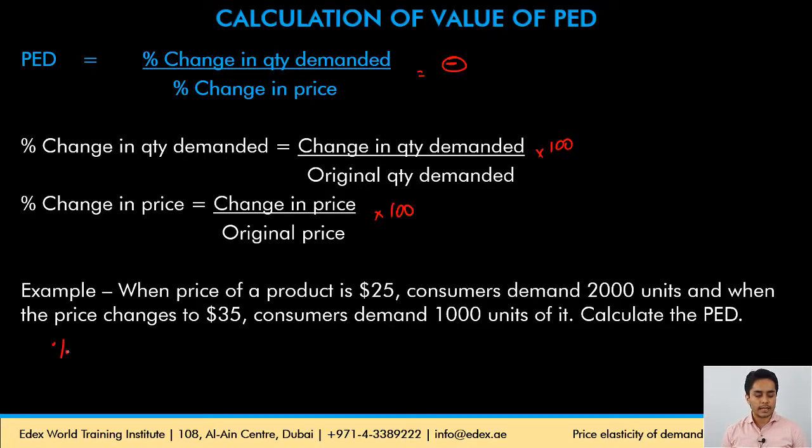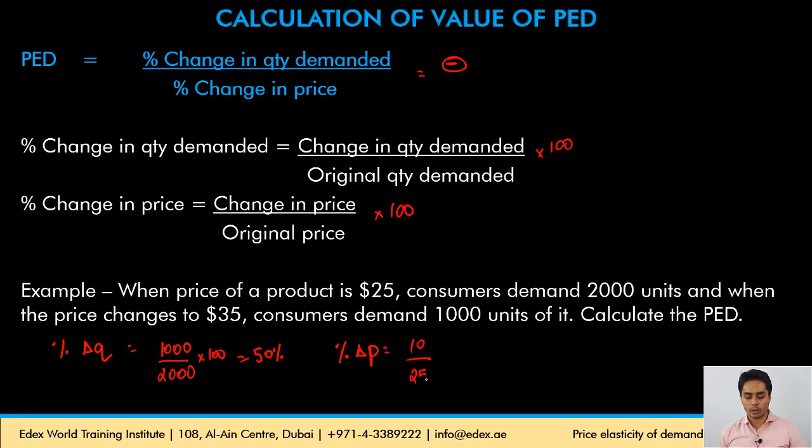So first, let us calculate the percentage change in quantity demanded. I told you the formula is the difference in quantity, which is 1000 units here, divided by the original quantity, which is 2000 units, multiplied by 100. So we get a 50% change in quantity demanded. In the same way, percentage change in price: the change in price is $10, 35 minus 25, and the original price is $25, multiplied by 100, 40%.